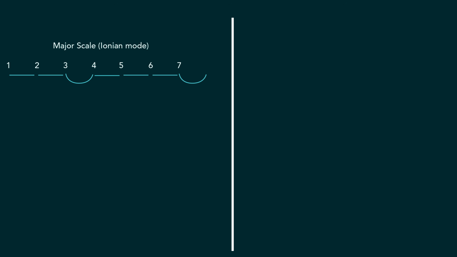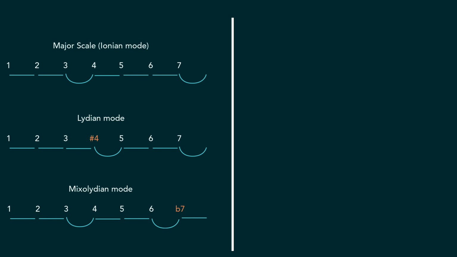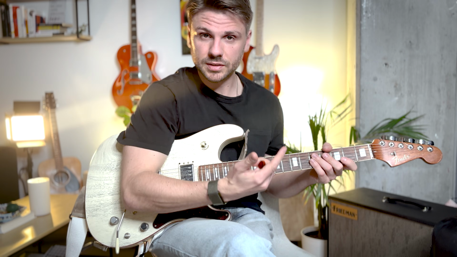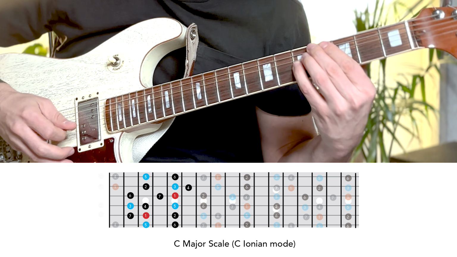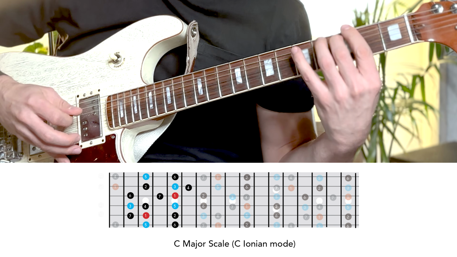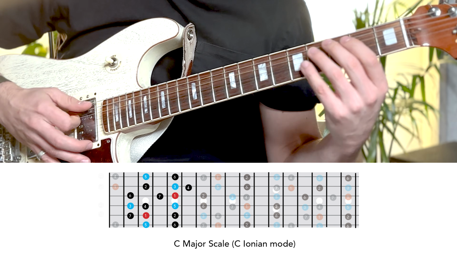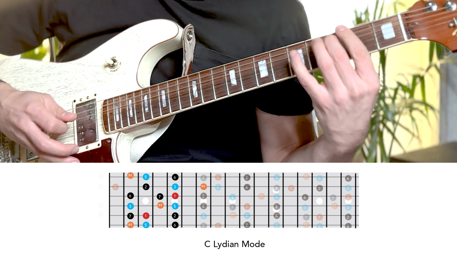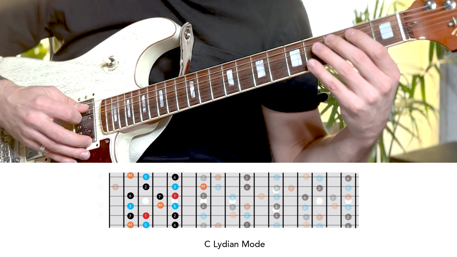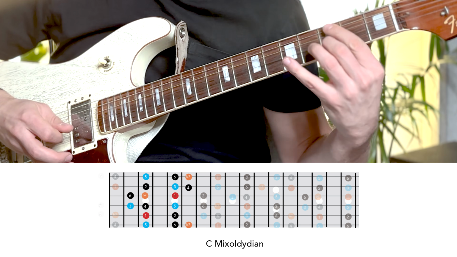And what we find is, again, we have 3 modes that are similar or related to a major scale. The major scale itself, or Ionian, Lydian, which is a major scale with a sharp 4, and Mixolydian, which is a major scale with a flat 7. So let's listen to those side by side. C major, C Lydian, and C Mixolydian. Lowered 7.